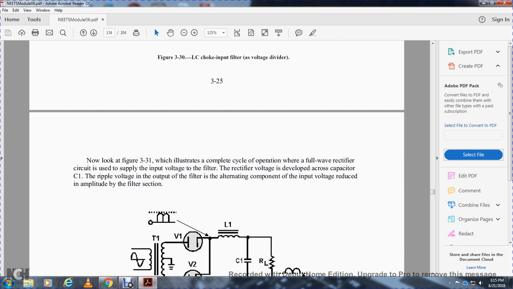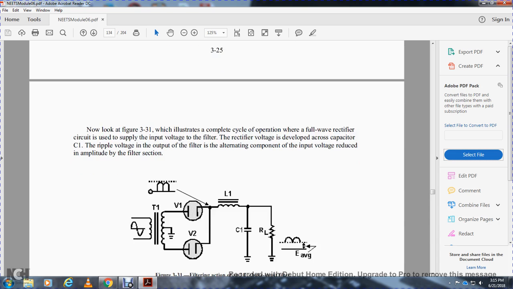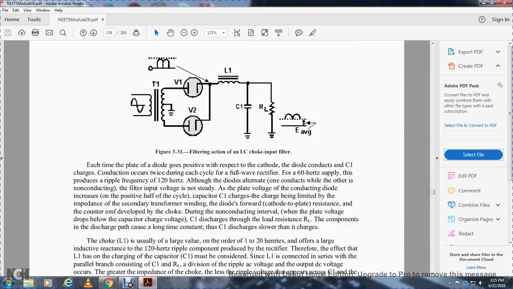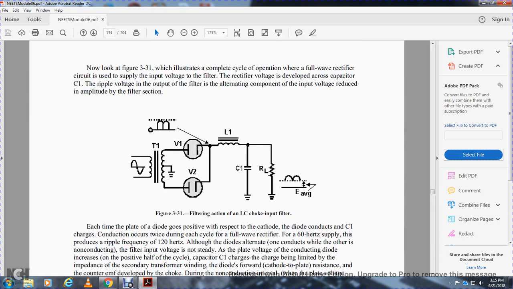Now let's look at figure 3-31. We'll illustrate the complete cycle of the operation where the full-wave rectifier circuit is supplied with the input voltage of the filter, with the rectifier voltage developed across the capacitor C1, the ripple voltage output of the filter, and the alternating component of the input voltage reduced and amplified. Alright, so you have your filter section action of the inductor capacitor choke input.